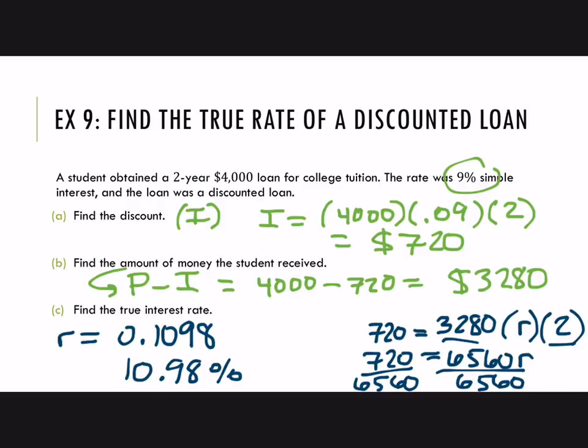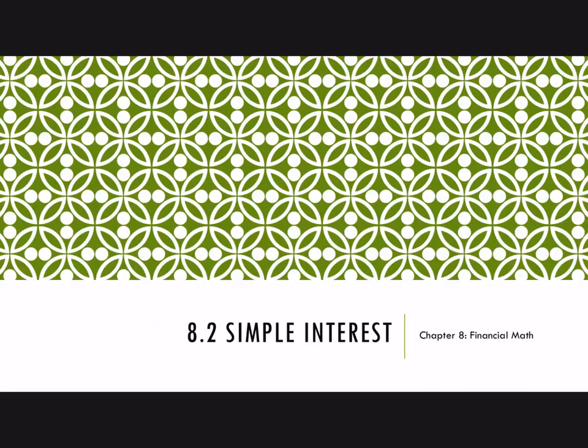Find the discount or the interest. Subtract that from principal to get the amount of money the student actually received, and then go back and recalculate the true interest rate using this new amount for principal and the interest that you calculated in the first part. That's it for section 2. So we've talked about simple interest. We've done a number of examples calculating interest, principal, rate, and time, and also talked about discounted loans.